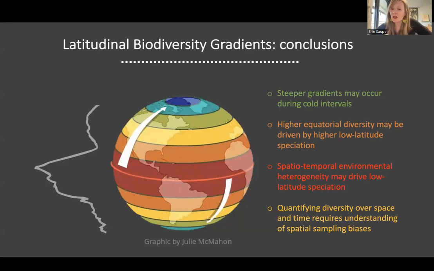So hopefully I've provided some evidence that maybe we have steeper diversity gradients during cold intervals of time, that higher equatorial diversity may be driven by higher low latitude speciation, and that maybe spatiotemporal environmental heterogeneity may drive this low latitude speciation. And I think one of the things we have to be very careful about is accounting for spatial sampling biases when we're quantifying these diversity gradients. And we tried to do this very carefully using a number of different approaches in the study on planktonic foraminifera. But I think it's even more important when looking at things like shallow marine invertebrates, which is something I'm currently working on.